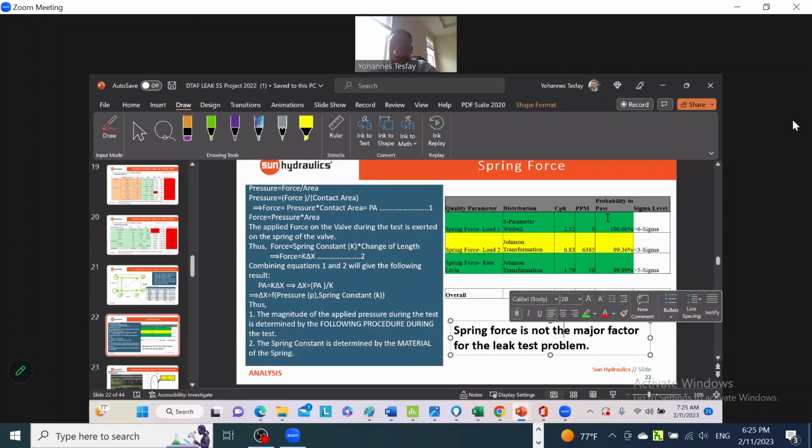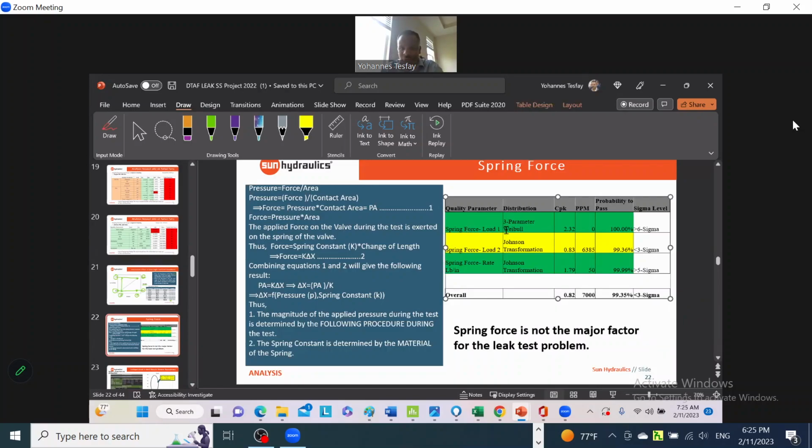From that, we learn, when we study the distribution, spring force for load 1 is a 3-parameter Weibull, but high performance. Load 2, low performance. Spring force rates are high performance, overall 99.39%. So spring force is not the major factor for the leaking problem. That's what we discovered.